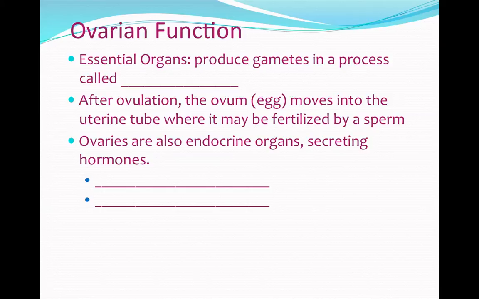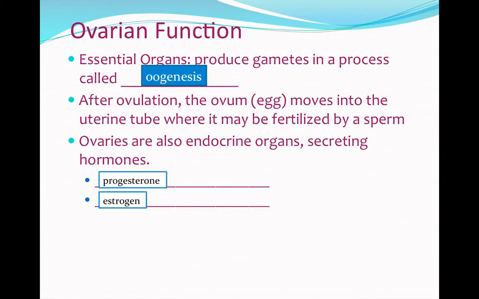There are essential organs that produce sex cells in both males and females. And we've already said that in the case of the female, it is the ovary. The process for producing those gametes is called oogenesis. After ovulation, the ovum or egg will move into the uterine tube where it will be fertilized by a sperm. Ovaries are also endocrine organs that secrete hormones, which we mentioned in that cross-sectional diagram. One is progesterone and the other one is estrogen. So the ovaries serve many different functions.